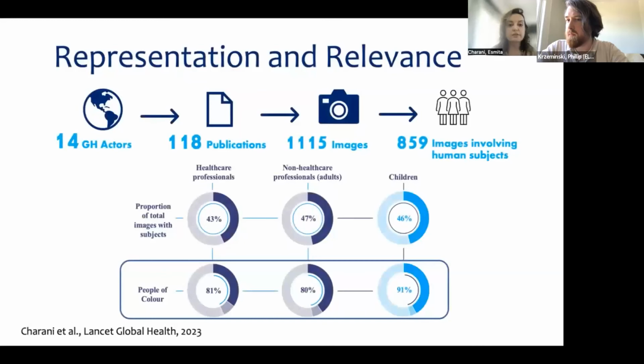To give a summary of the descriptive statistics, we included over 14 global health actors, gathering over 118 publications. Of these, 859 had images of human subjects. We identified an overrepresentation of people of color in the documents that we reviewed, an overrepresentation of children. Over 46% of documents had images of children. Of these, a staggering 91% were images of children in lower middle income countries.